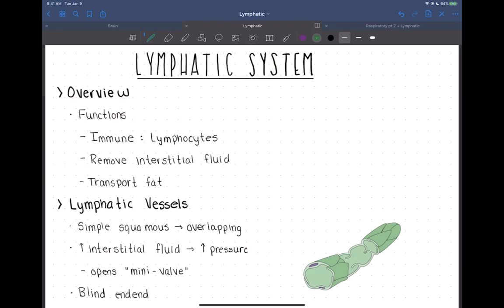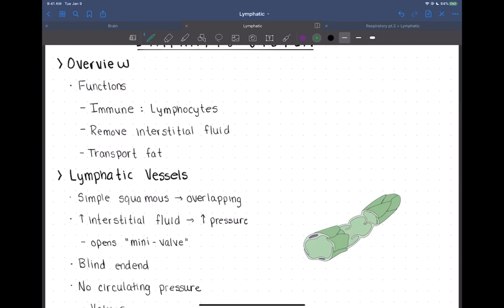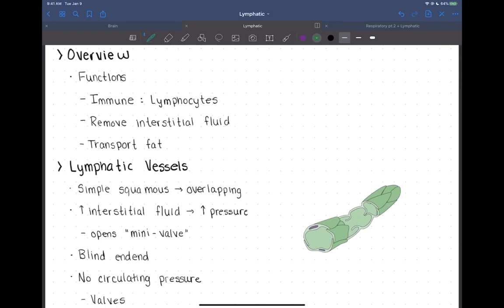All right. So an overview of the function of the lymphatic system. It has a few different important functions. One is immune, all right? The lymphatic system functions in the immune system. You might know this if you've had a cold or something and your lymph nodes swell. That's because those lymph nodes are actively helping you fight that infection, all right?